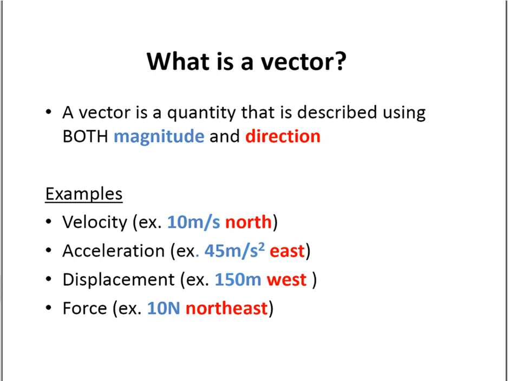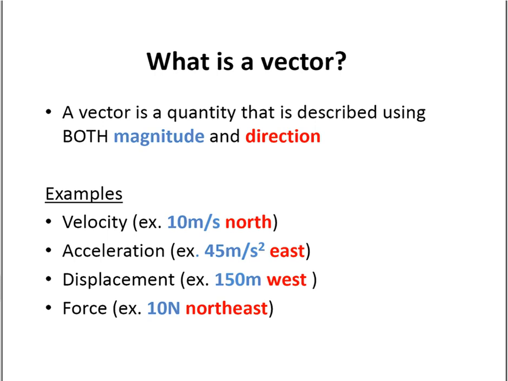If you're not familiar with vectors, we'll go over the basics of them, just so you can understand how they're applied to chemistry. So, what's a vector? A vector is some kind of quantity. There's lots of different types of vectors, but there's two key things that you need to have when describing a vector. One is a magnitude and the other is a direction.